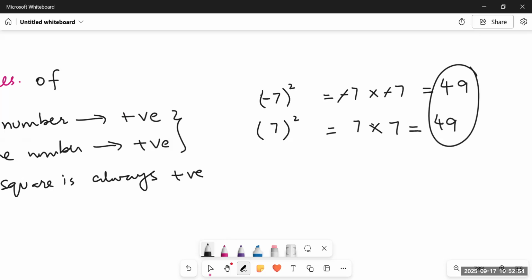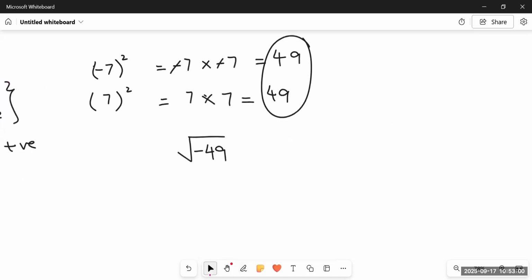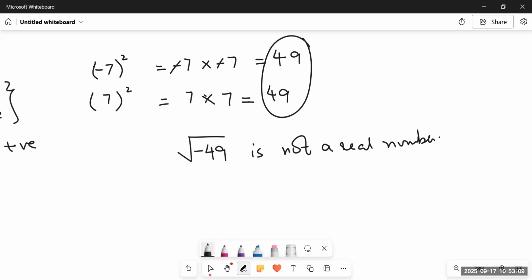So what about a negative perfect square? This type of number is not a real number. It's an imaginary number. So we use iota. It is called iota. And we're going to learn it later on. But what have we learned so far? That the square of a positive number is positive. A negative number is also positive.